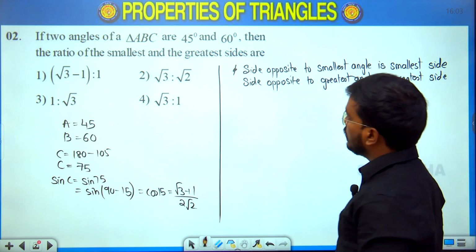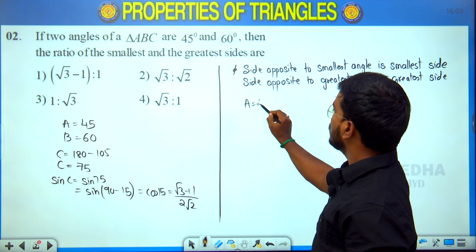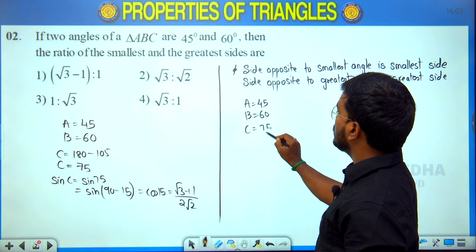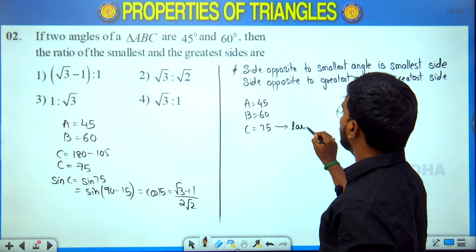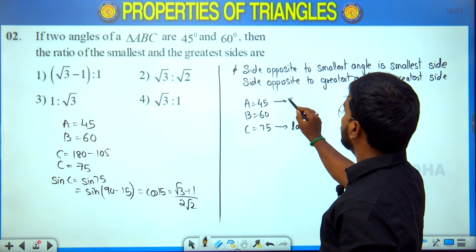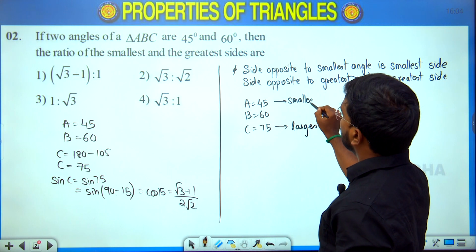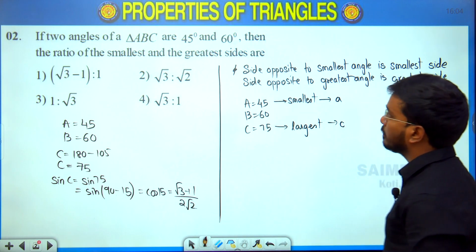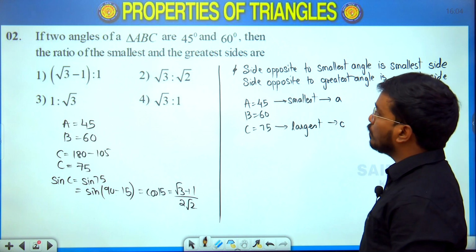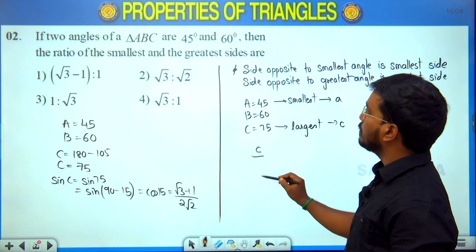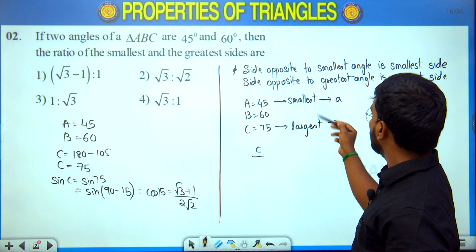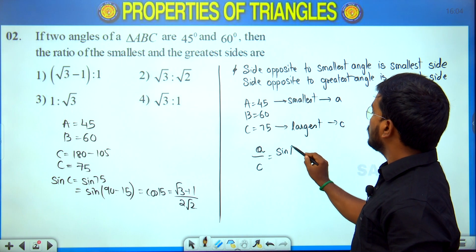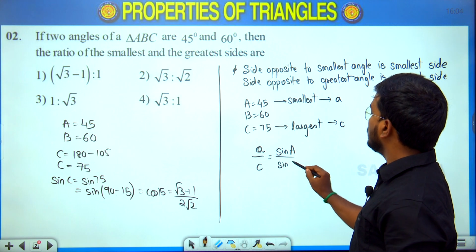So, now as we can see here, A is 45, that is the smallest one. C is 75, that is the largest one. So, this is largest, this one is smallest. So, the smallest side will be small a, the largest side will be small c. The question is the ratio of smallest to greatest side, that means a divided by c, that is equal to sin A divided by sin C.